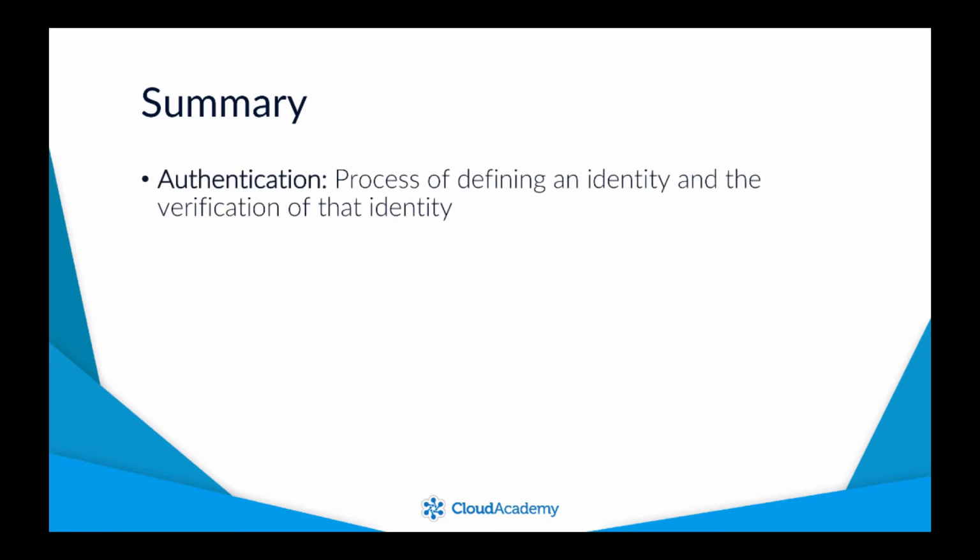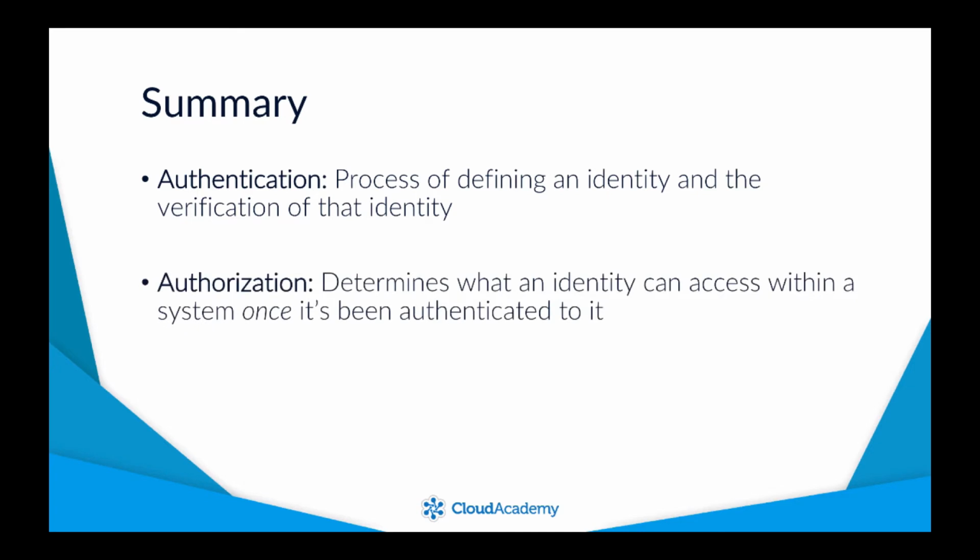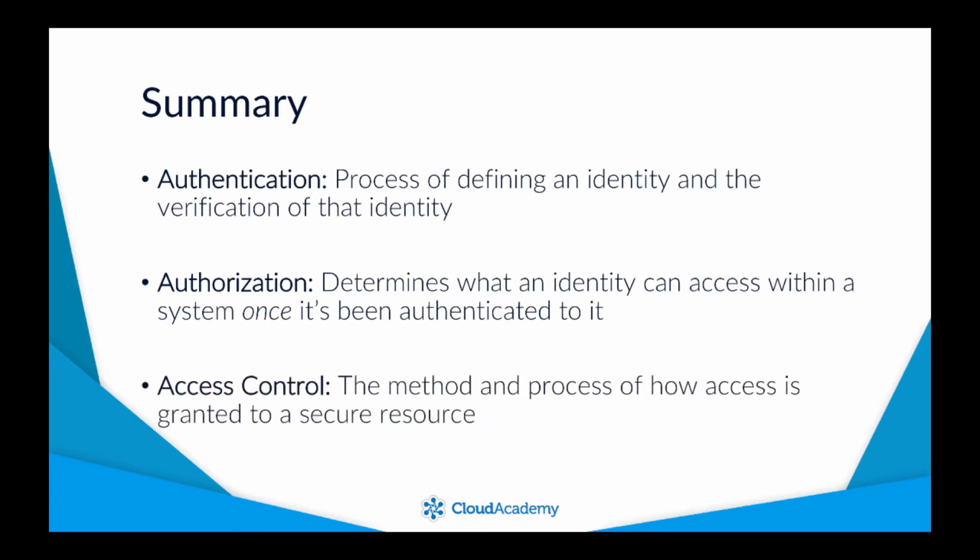Authentication, the process of defining an identity and the verification of that identity. An example would be a username and password. Authorization determines what an identity can access within a system once it's been authenticated to it. An example of this would be an identity's permissions to access specific AWS services. Access control, the method and process of how access is granted to a secure resource. An example, multi-factor authentication that we just discussed.